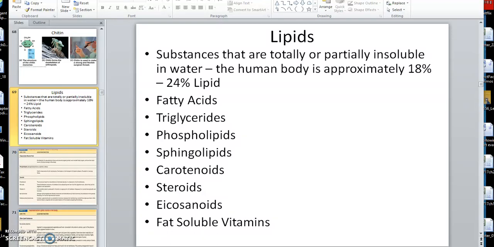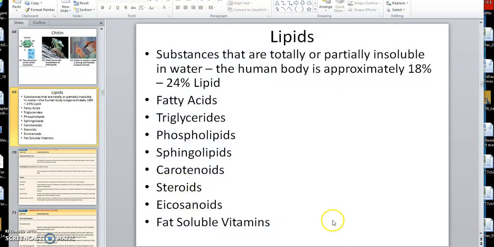Okay, now we're going to discuss lipids. The lipid family is very diverse. The thing that joins it together is that all of the substances are either totally insoluble in water or partially insoluble in water. So it's a hodgepodge group, a collection of many different kinds of molecules, but all are either totally or partially insoluble in water.